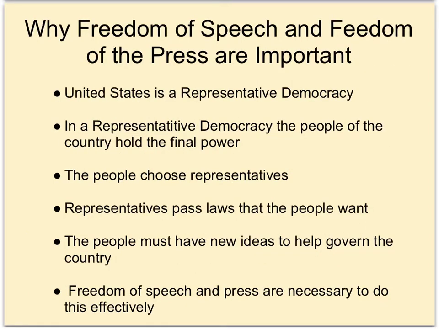Why freedom of speech and freedom of the press are important. The United States is a representative democracy. In a representative democracy, the people of the country hold the final power. The people choose representatives, and representatives pass laws that the people want. The people must have new ideas to help govern the country, and freedom of speech and press are necessary to do this effectively.